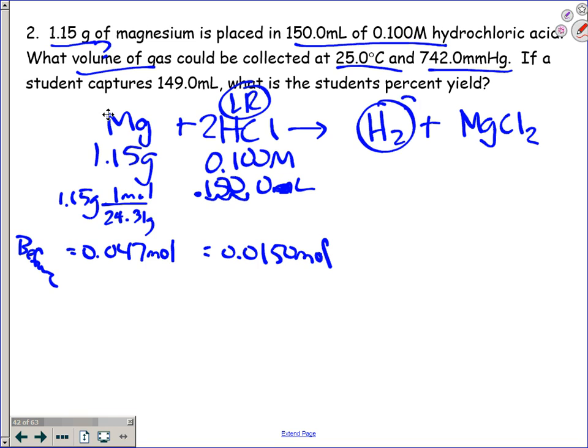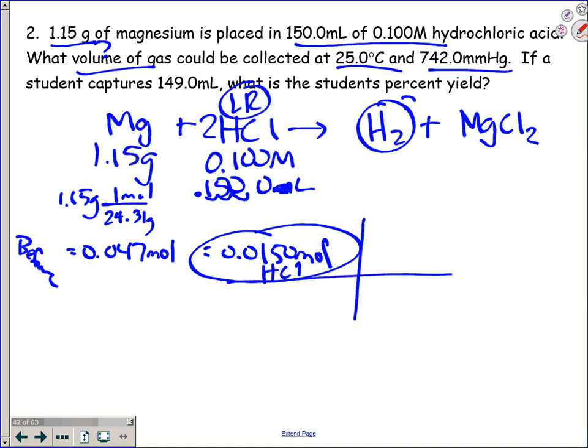So I have the P, I have the T, and I'm looking for V of the gas. What else do I need to plug into the ideal gas law? Moles of the gas. So I don't have moles of the gas yet, right? That's my problem. Now that I know this is my limiting reagent, I've got moles of HCl. How do I get to moles of gas? Using this limiting reagent and the stoichiometry. So give me some moles of gas.